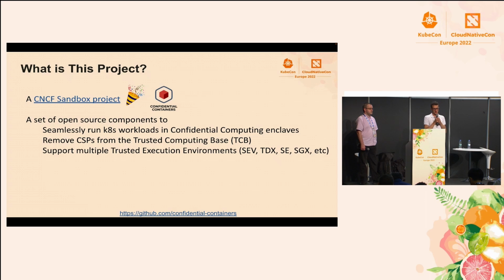And with confidential computing in general, and with Confidential Containers in particular, we want to remove the CSP from the trusted computing base. So basically, with Confidential Containers, you're going to be able to run Kubernetes workloads without having to trust your infrastructure provider, typically a cloud service provider, at all. So you only have to trust yourself and what you give and provide to the workload. And last but not least, we are supporting multiple trusted execution environment implementations: SEV from AMD, Intel TDX, Intel SGX, IBM SE. So we want to be hardware agnostic. We're not bound to a specific implementation of confidential computing. So those are the very high level goals of the project.